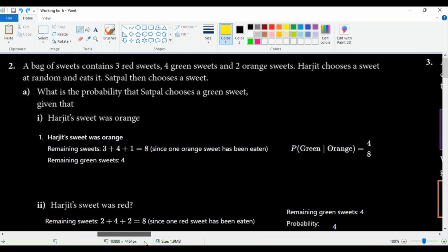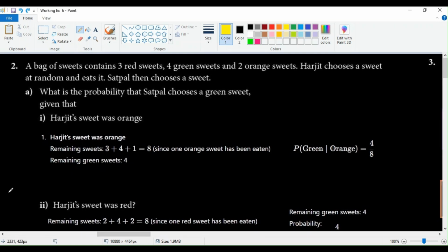Now moving on to question number 2, it says a bag of sweets contains 3 red sweets, 4 green sweets and 2 orange sweets. So that means we are talking about 9 sweets altogether.